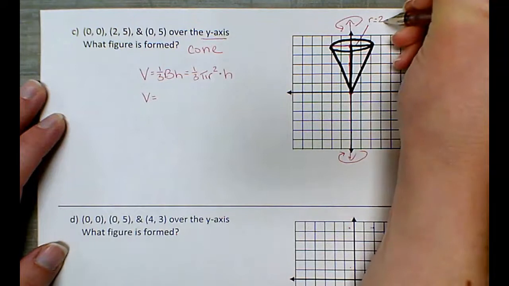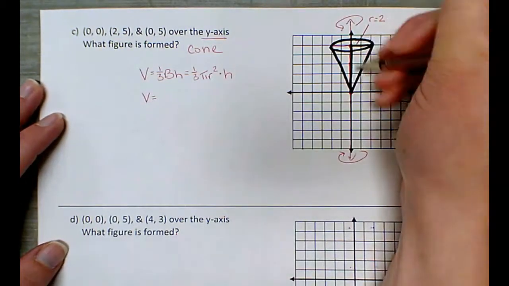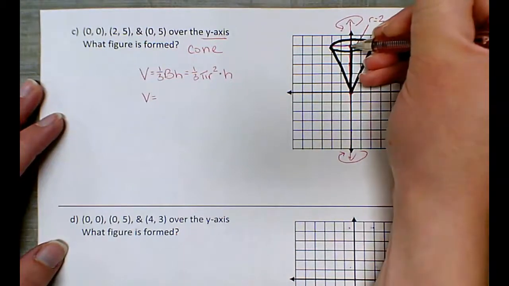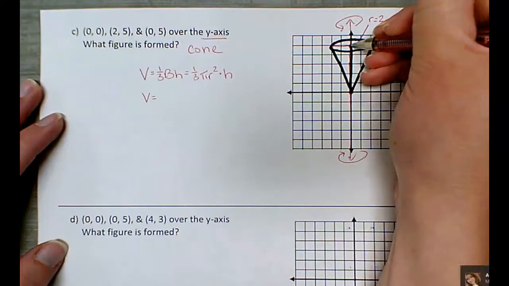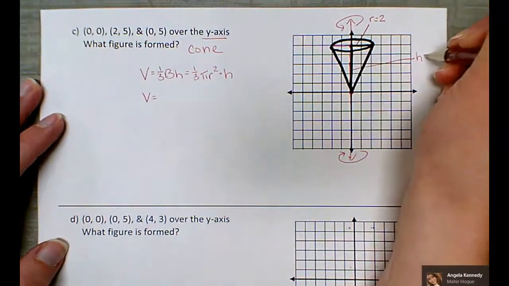Radius equals 2. The height of the cone is the perpendicular distance from the vertex of the cone all the way to the base. So the center of that circle, that's a distance of 1, 2, 3, 4, 5. So the height equals 5.